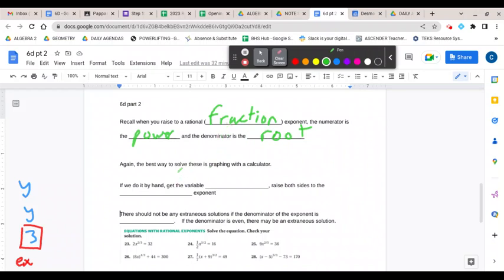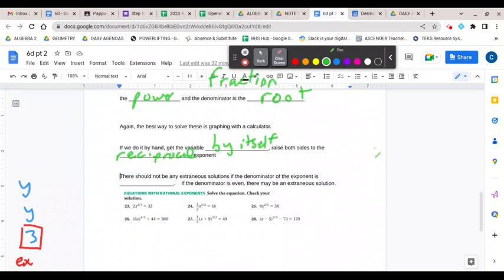If we do it by hand, we have to solve for the variable. So the first thing we're going to do is get the variable by itself, and then we're going to raise both sides to the reciprocal exponent. So get the variable by itself, raise both sides to the reciprocal exponent. Looking at number 23, we have 2x to the 2/3 power equals 32.